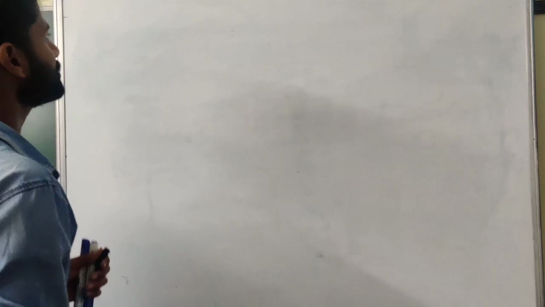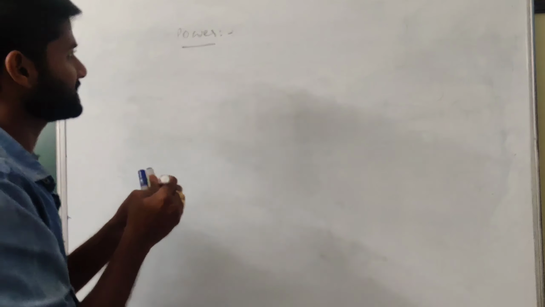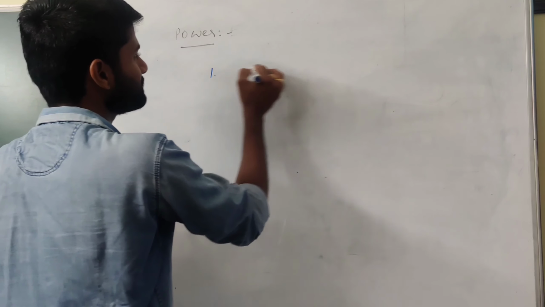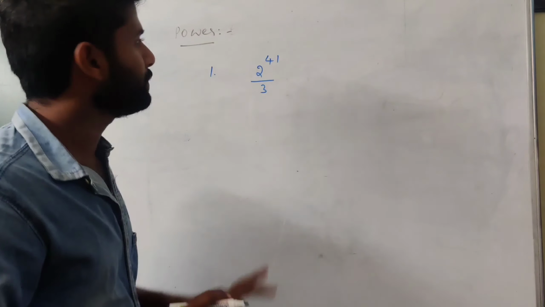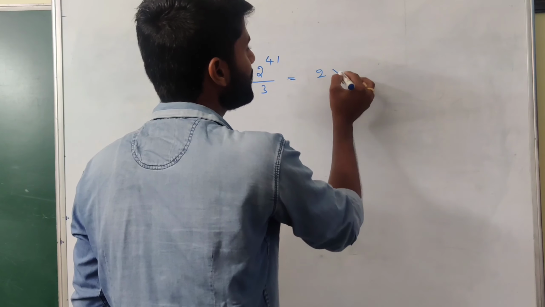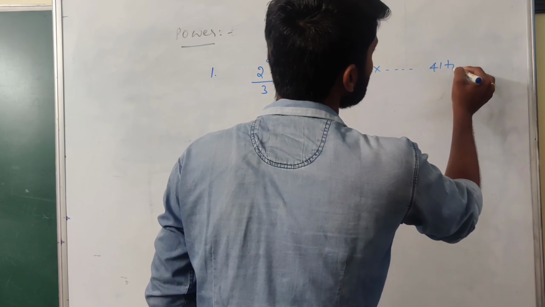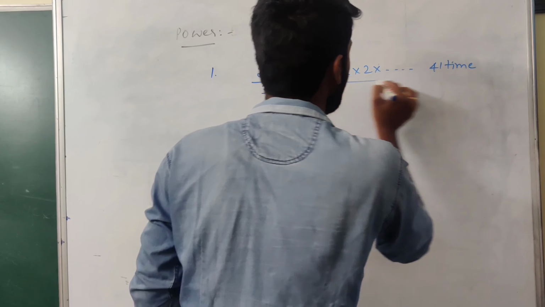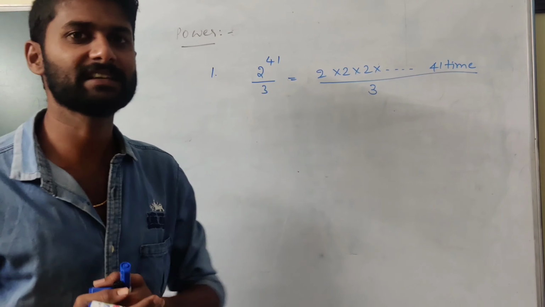Okay, the same question we check with a power based concept. For example, if they give a sum of powers, we consider the lowest power, 2 power 41 divisible by 3. What is the meaning of 2 power 41? 2 power 41 means 2 is multiplied 41 times, and those 41 times of 2 divisible by 3. What is the remainder? That is the question.